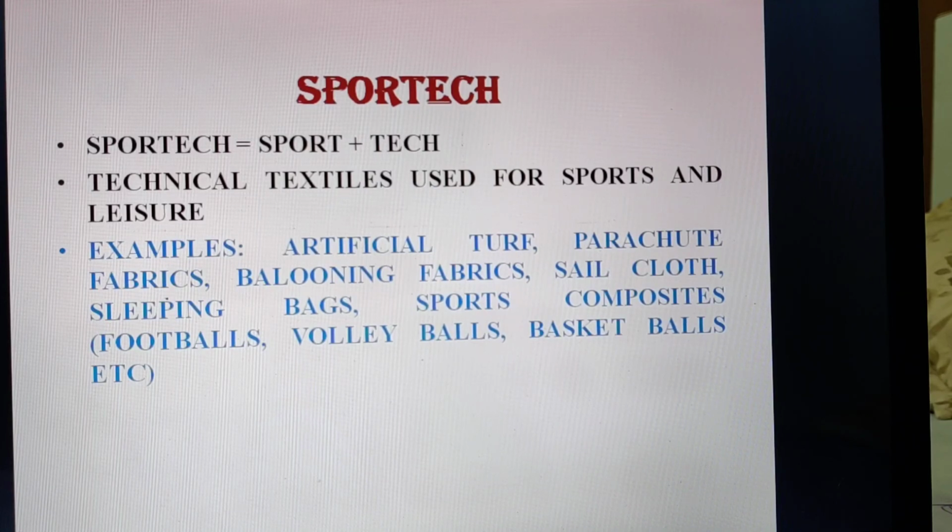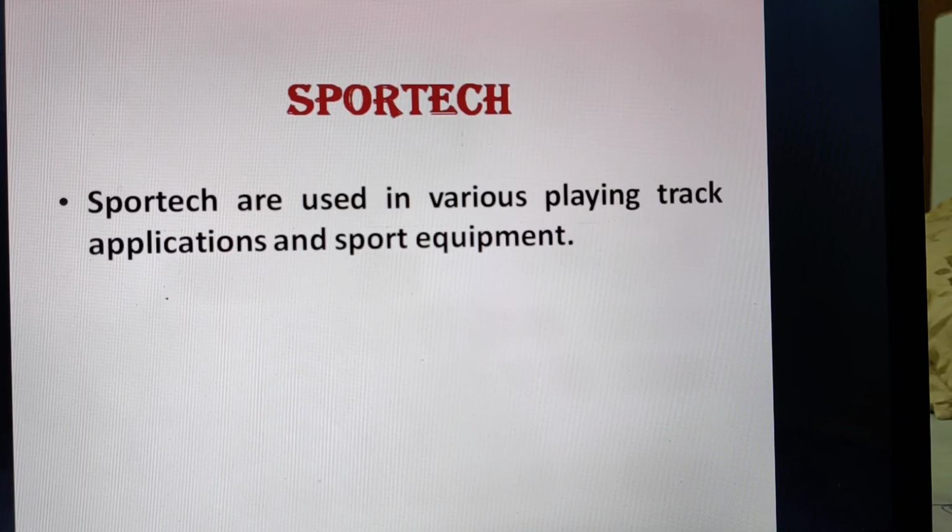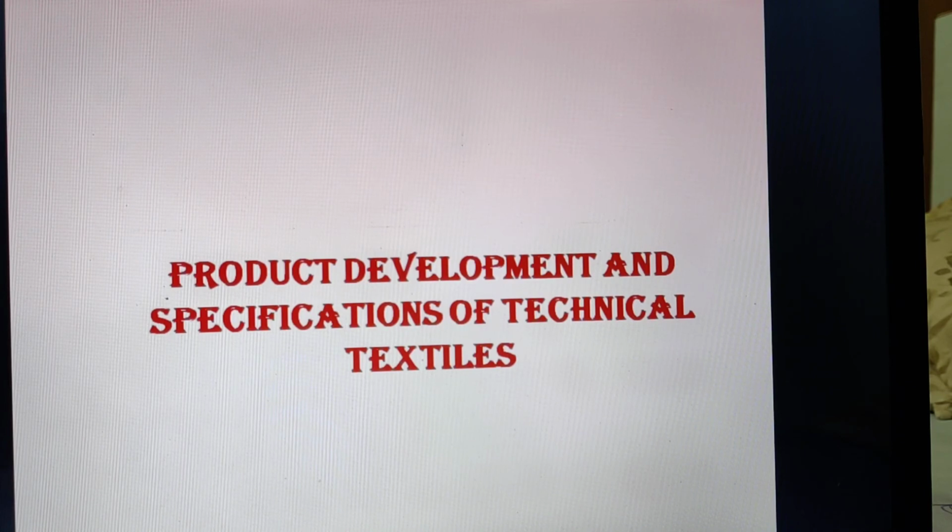SPORTTECH means sport plus tech. It means technical textile used for sports and leisure, and examples may be artificial turf, parachute fabrics, balloons, ballooning fabrics, sailcloth, sleeping bags, sport composites like footballs, volleyballs, basketballs, etc. So they are used in various playing track applications and sports equipment. And so these are the various types of technical textiles, and you can see that there is a lot of scope of technical textiles in every country, so also in India.